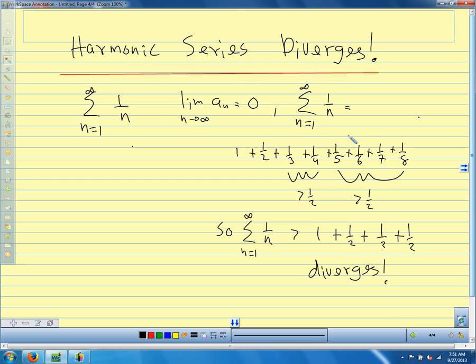So the main things from today: repeating decimal, we know how to turn that into a ratio of integers, and we talked about our nth term test. That if our nth term does not approach 0, then our series does not converge.